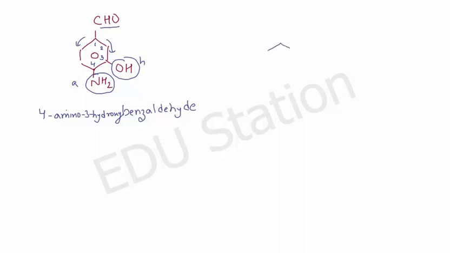Let's take one more example. This is to be named. In this case, we have three groups: methyl, aldehyde, and acid. Among these, acid is most preferred. So we'll leave out aldehyde and methyl. Benzene ring with acid is called benzoic acid. So the end of the name will be benzoic acid.